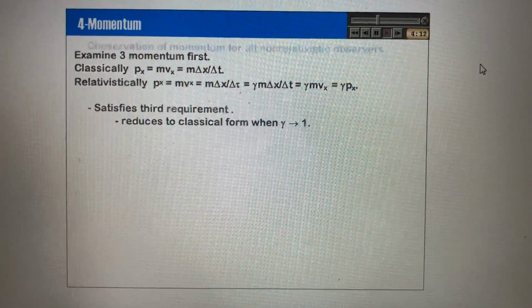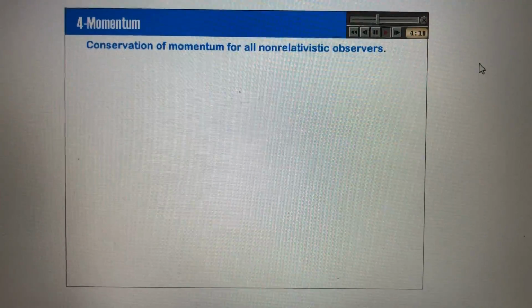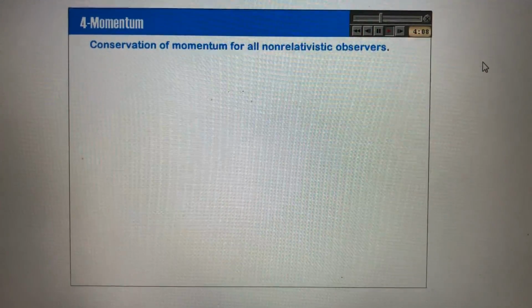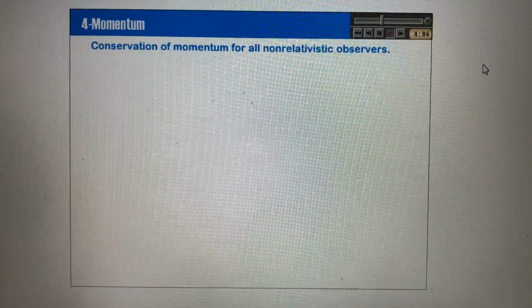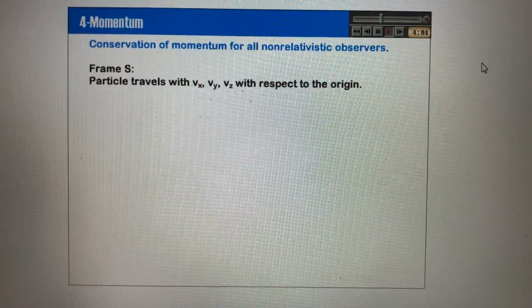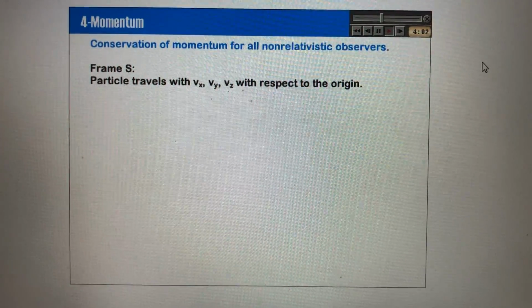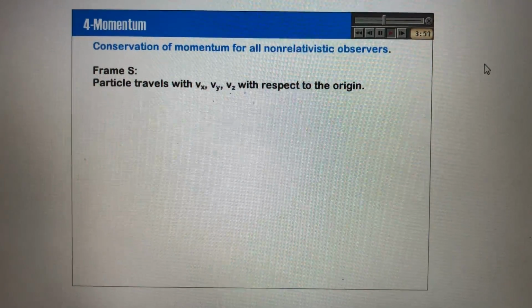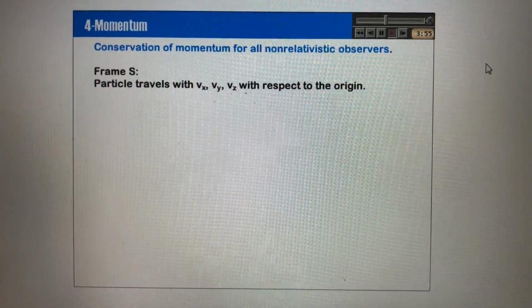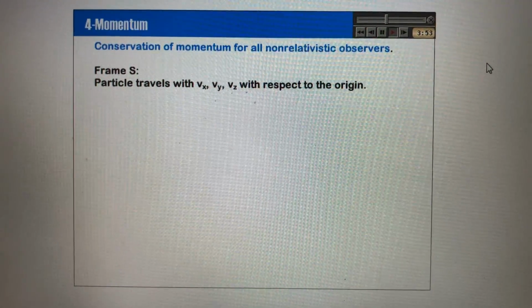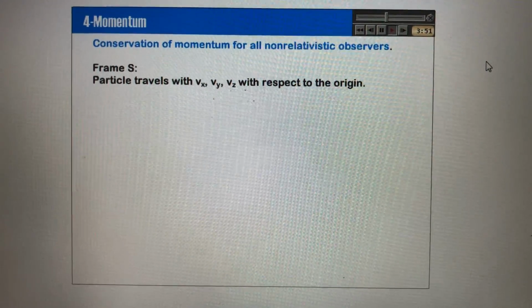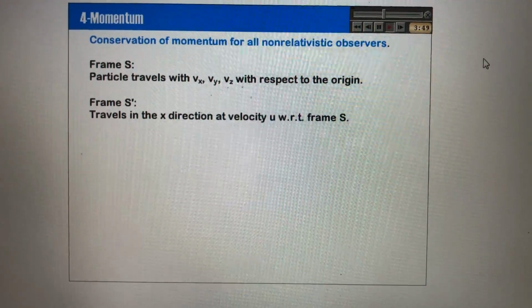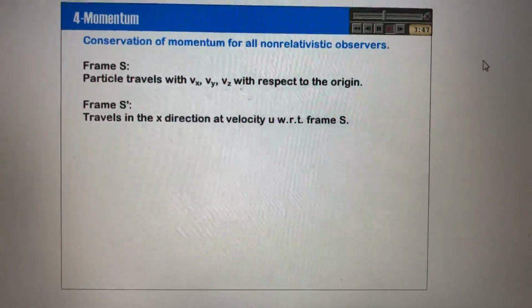Now, we want to talk about conservation of momentum for non-relativistic observers. Let's consider a particular case. We have some frame S where a particle travels with some components of 3-velocity v_x, v_y, and v_z. This is the 3-velocity we're talking about because we have the lower indices. And it's moving with respect to the origin. Now consider another frame S prime which is moving with respect to frame S in the x direction with velocity u.